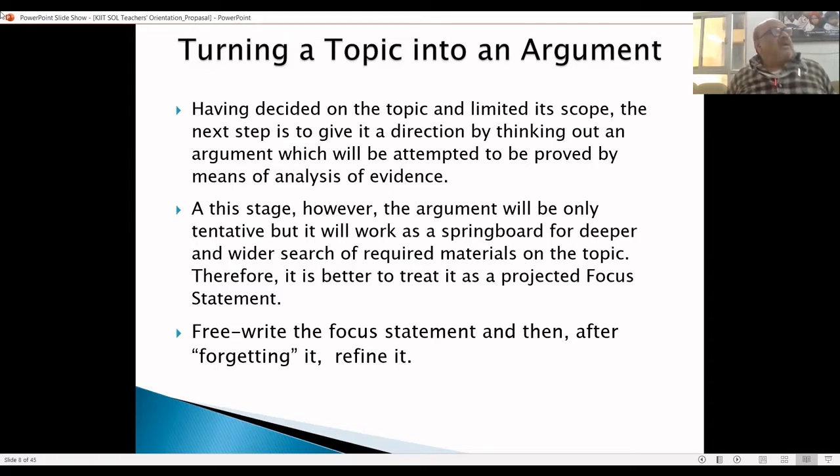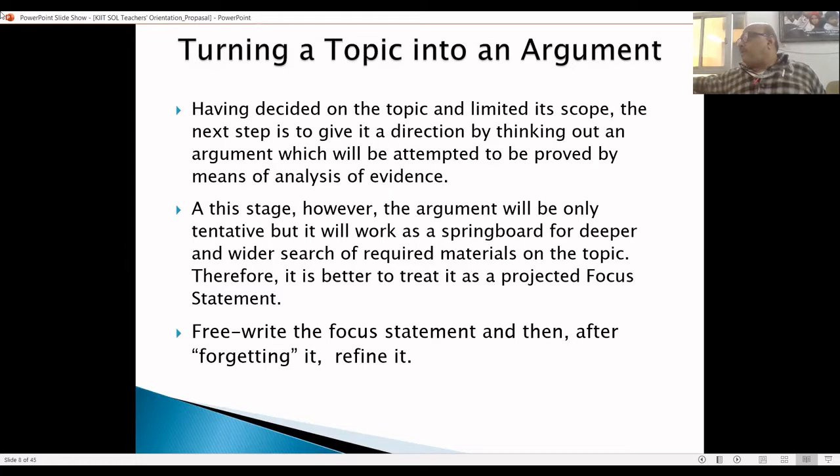And how should they do it? After the preliminary reading, one day, when they feel very relaxed, they should freewrite the argument. What is free writing? When we do free writing, it is normally of half a page to a full page.